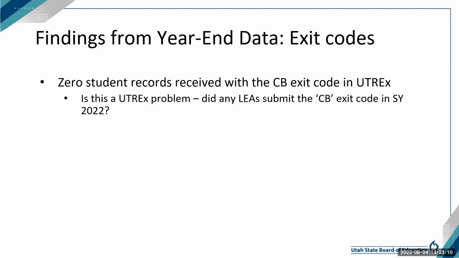Zero student records received with the CB exit code in UTREx. So that is the competency-based graduation flag. We've been asking the LEAs who are on the competency-based program, is it just not there yet? Did any LEA submit a CB exit code in school year 2022? That's, again, a general question to everyone. Did anyone submit it? Because we didn't see it.